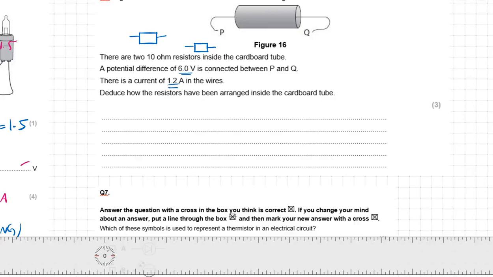Now we want to know how they are arranged. So it could be either in parallel or in series. We have no idea because we can't see. However, we need to use our maths skills and what we know of electricity to work this out. Now let's take a look. We know there are 2 possibilities.